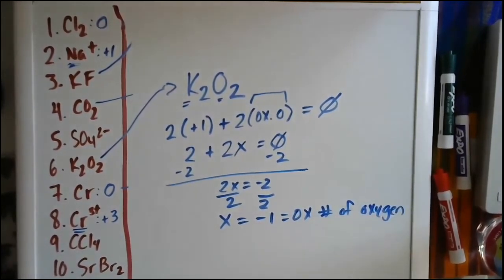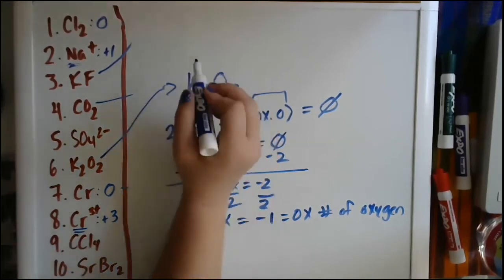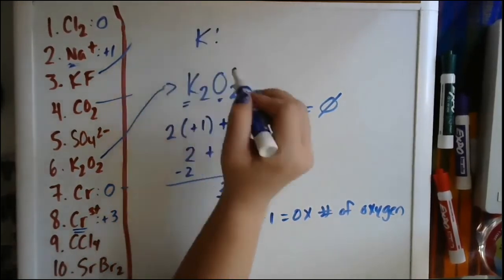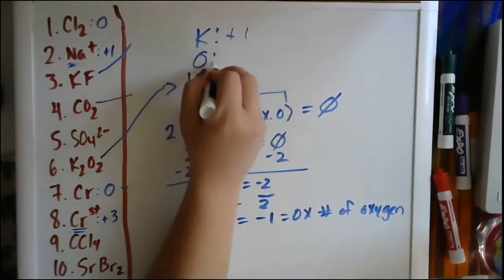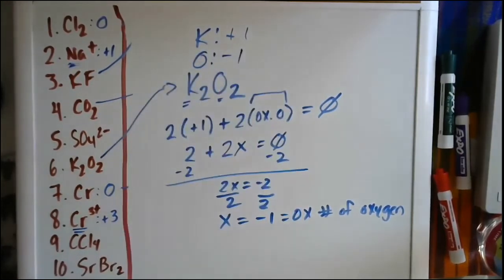Okay, so here we see oxygen in one of its more rare forms, where it has the oxidation state of -1 instead of -2. So in K2O2, each potassium has an oxidation state of +1. Each oxygen has an oxidation state of -1.